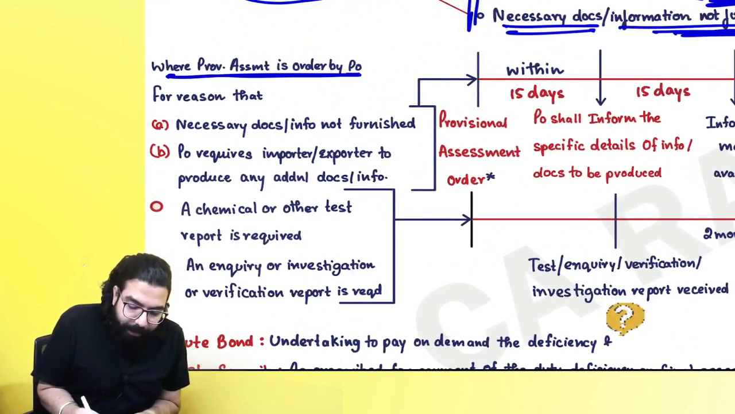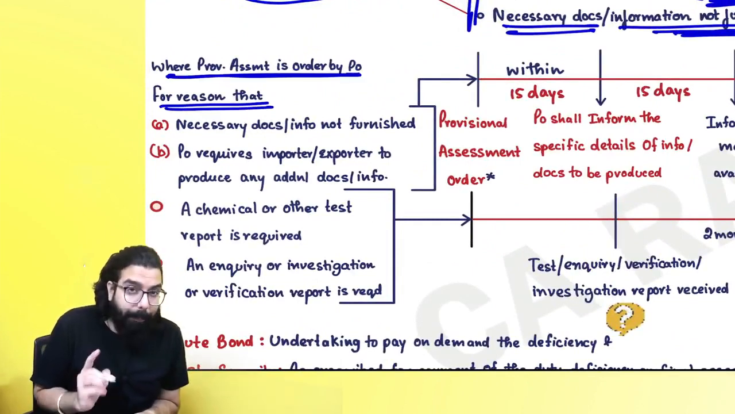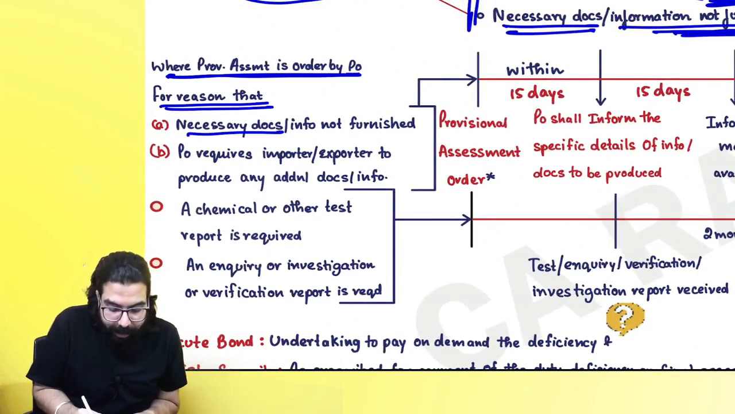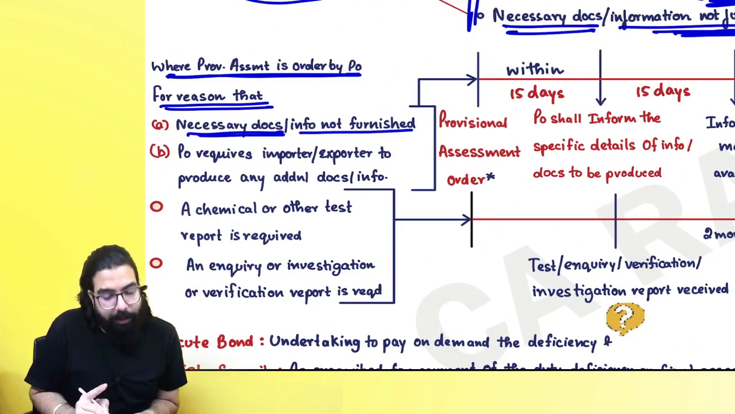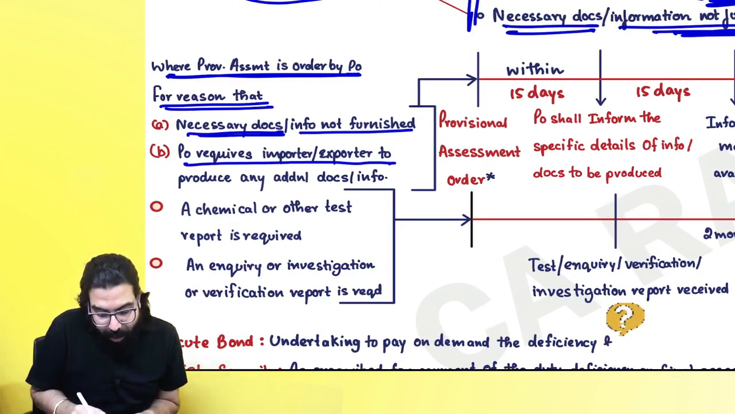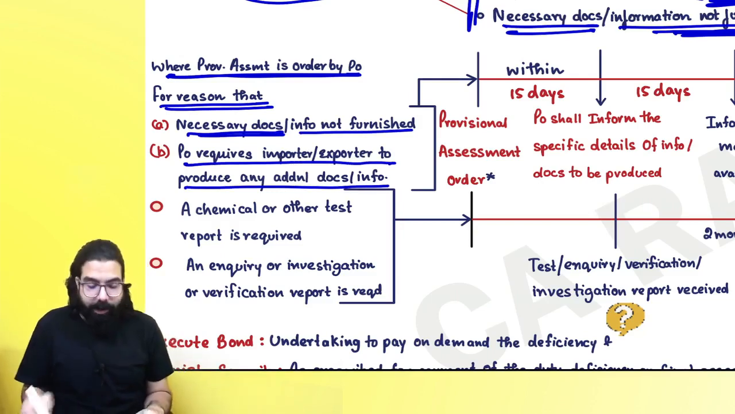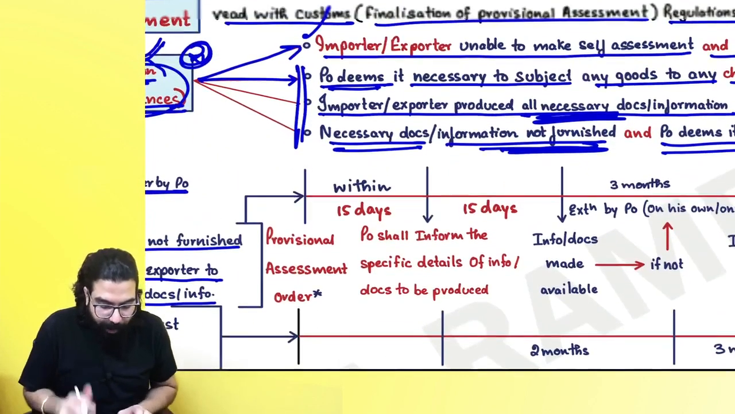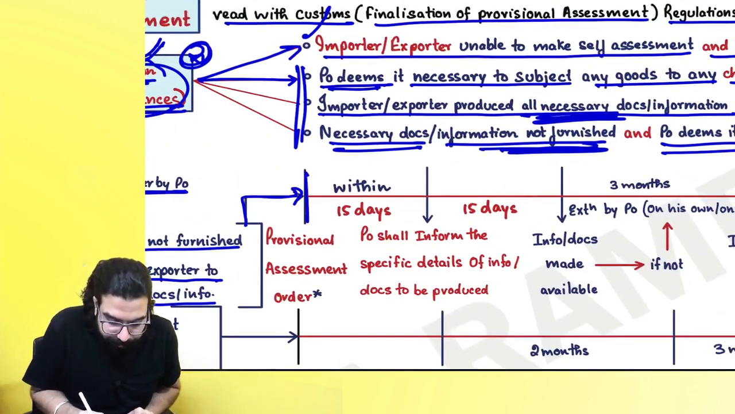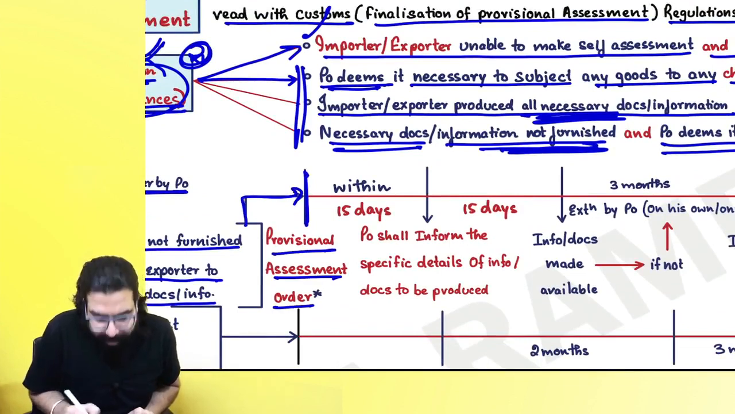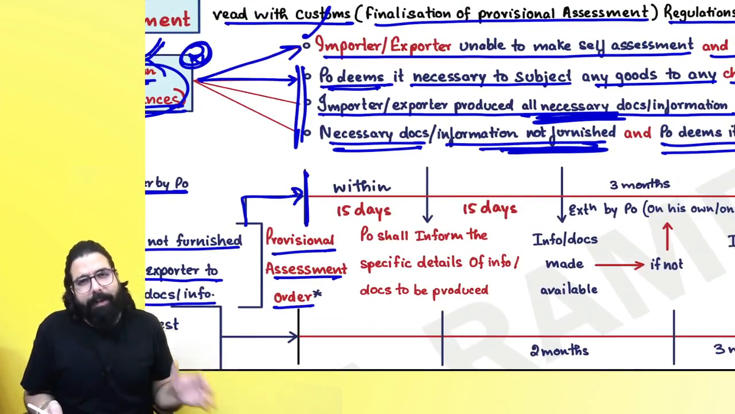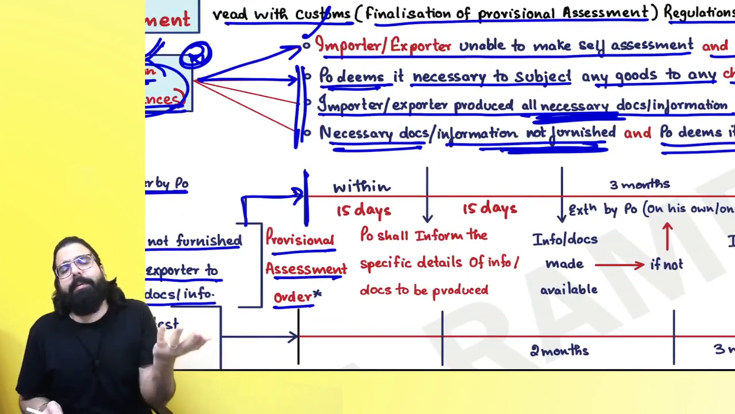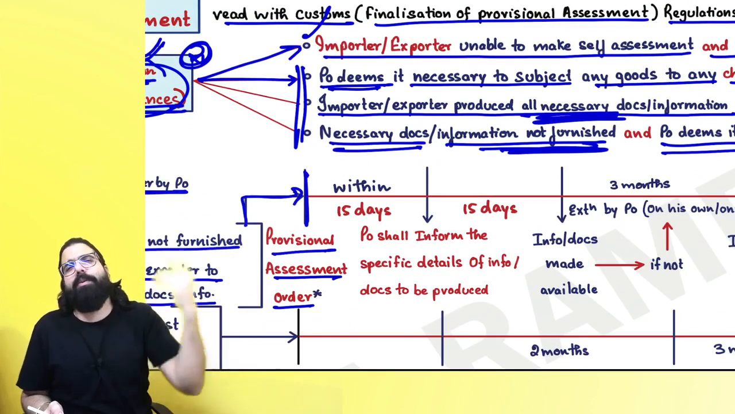When provisional assessment is ordered by the proper officer for the reason that the necessary information or documents were not given by you, or the proper officer requires the importer or exporter to produce additional documents, in that scenario, what will happen, everyone? Number one, sir, you will tell him, "Okay sir, you want additional documents, I will give it to you. But sir, provisionally you clear the goods. Later I will give you all the final documents, then you finalize the assessment."